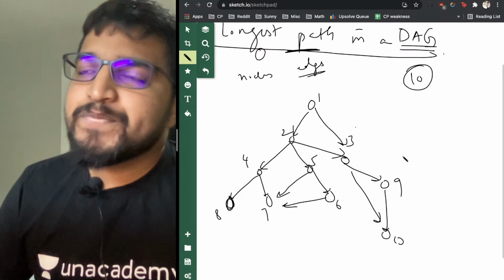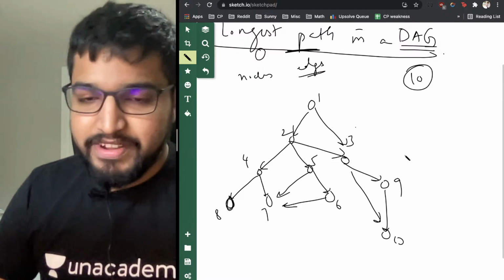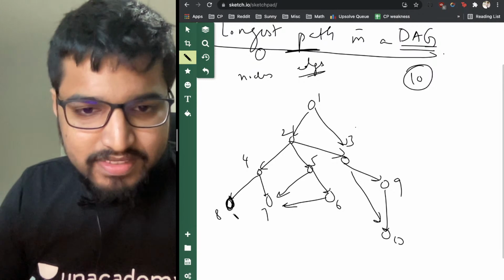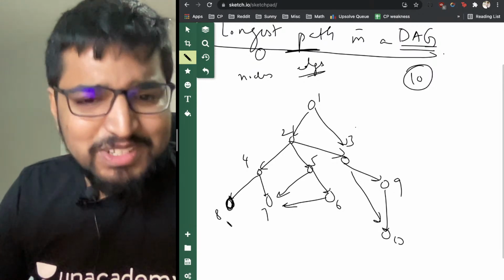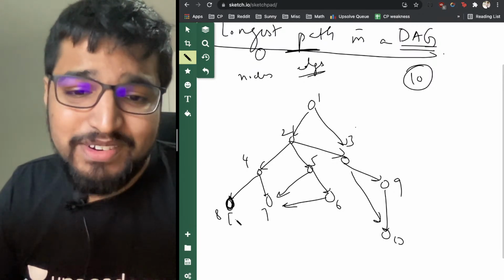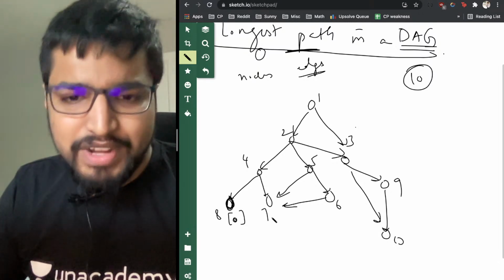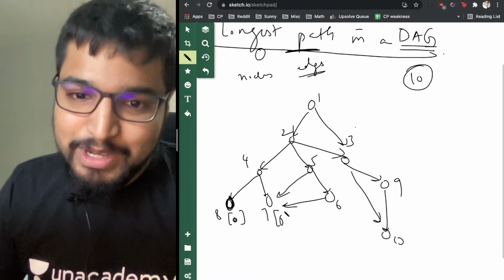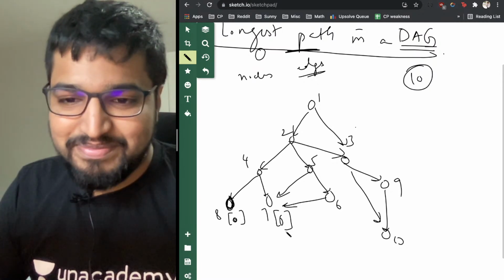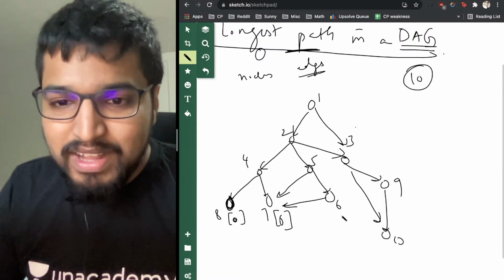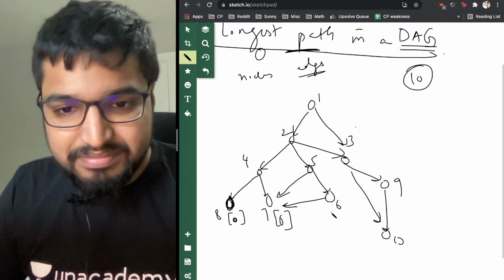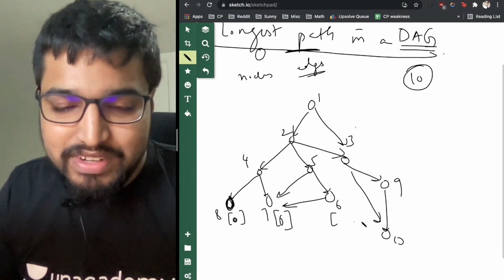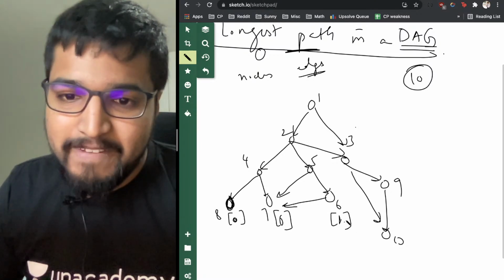So the path has to start somewhere, correct? Now, if it starts at 8, it can't go anywhere. So the longest path starting from 8 is just 0, right? Okay, now let's look at 7. The longest path starting from 7 is again 0 because it can't go anywhere. The longest path starting at 6 is basically, it can go to 7, right? So it's 1.